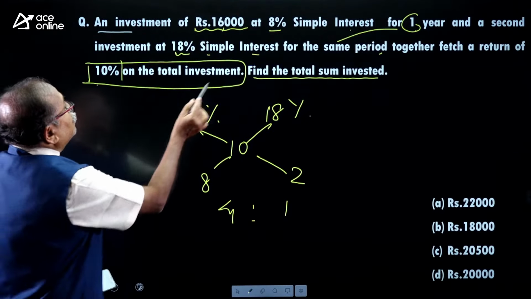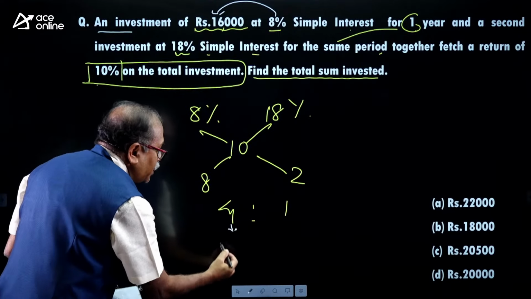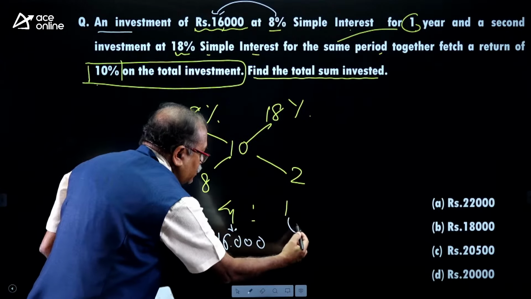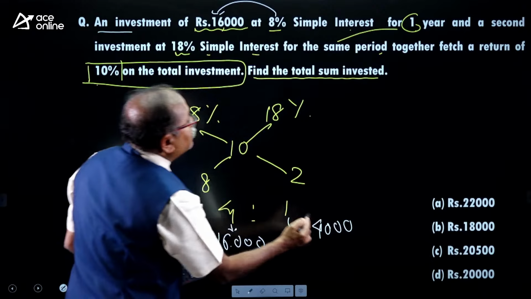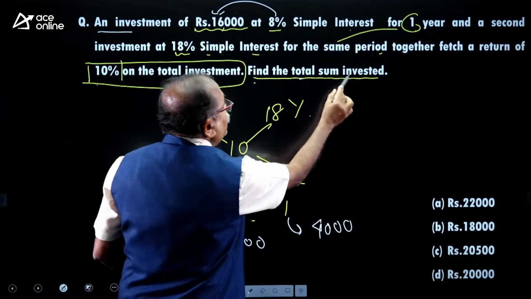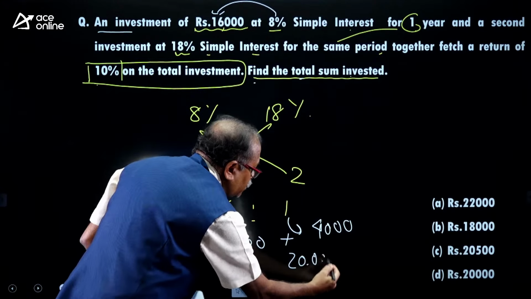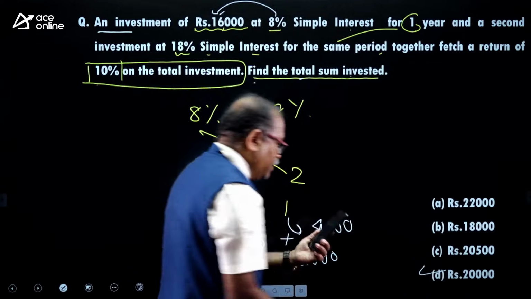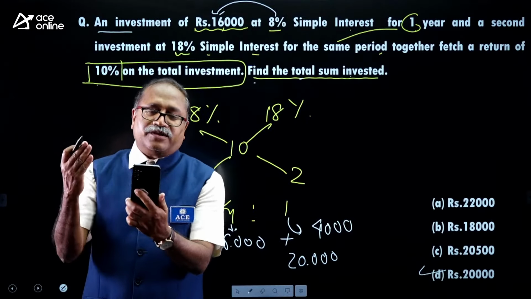So which one do I know? 8% is 16,000. When 4 parts is 16,000, then 1 part will be 4,000. So the question is, find the total sum invested. So 16 plus 4, which is nothing but 20,000 investment, and your option choice is D.